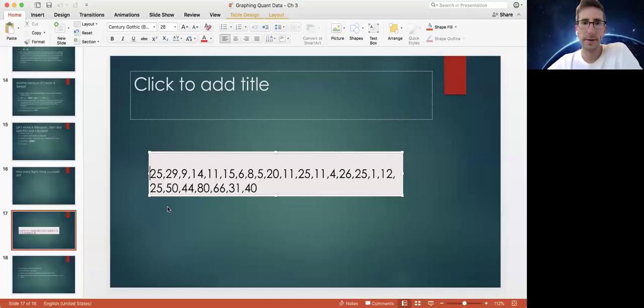So if we go back to our data, I believe there are 2 data points that were greater than 60, right? Nothing here in this first row, but we do have 80 and 66, right? These are both greater than 60. So these are both upper outliers.